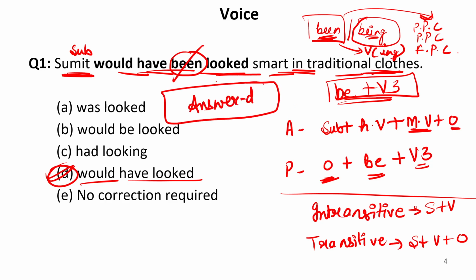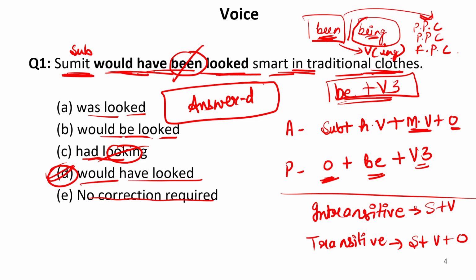Now, one more thing. If we are not able to identify whether the verb is transitive or intransitive, what we can do is go through the options. Here it is written "was looked". Here it is written "would be looked", "had looking". We know very well that after "had" we cannot have the ing form. Of course, if the sentence is incorrect, we cannot have "no correction required" as the answer. Now "was looked" shows the past tense, whereas this is just an imagination, and imagination contains modals. Therefore, only option D is correct over here.